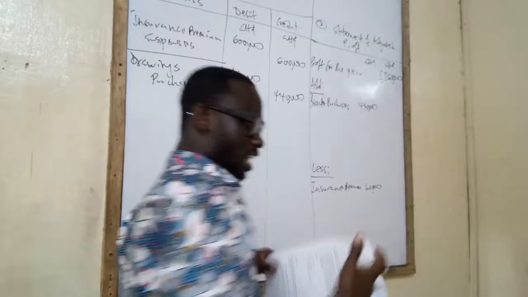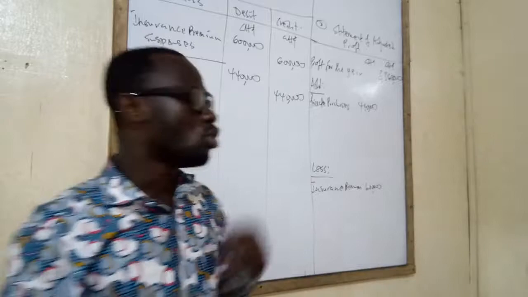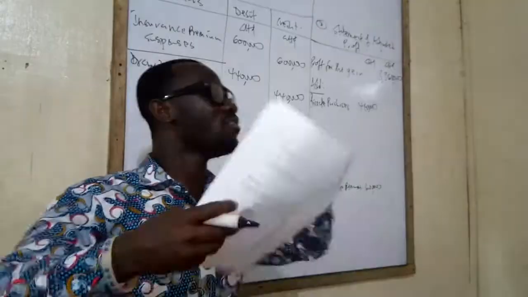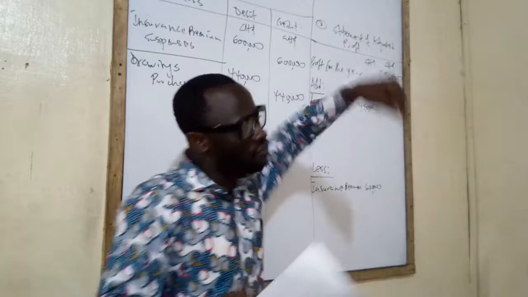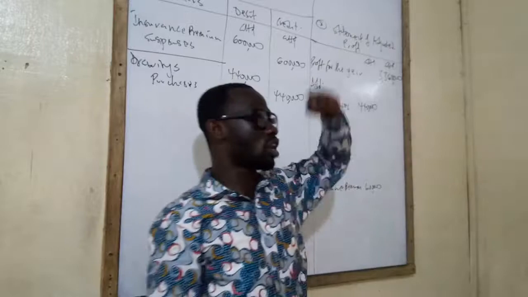So you need to know, okay, this item, what is it? Two, what balance does it keep? Three, how do I correct the error? Then fourth, what is the effect of that error on the profit for the year? So the effect will now determine whether it reduced our profit. If it reduced our profit, then we need to come and add it back. If it increases our profit, then we need to come and subtract.